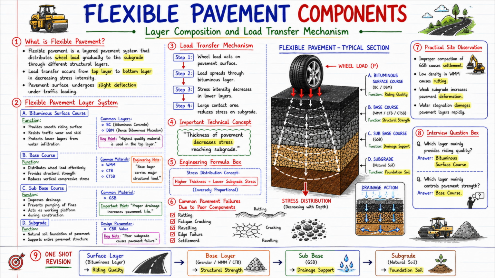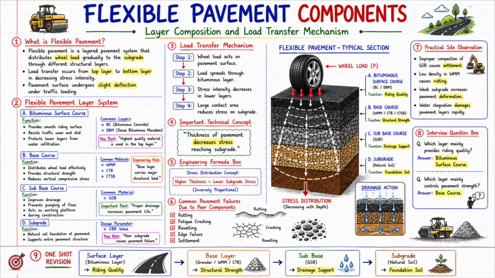Now be honest. Many times, the hidden reason for highway failure is drainage. Water enters below, so CBR will decrease, settlement will increase, and pavement distress will begin. The subgrade. Now at the bottom comes the subgrade, that is the natural soil foundation. Its functions: supporting the entire pavement structure and receiving the final load. Now here is the design parameter.